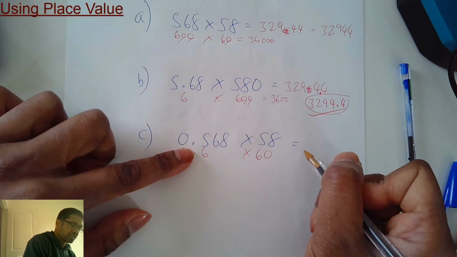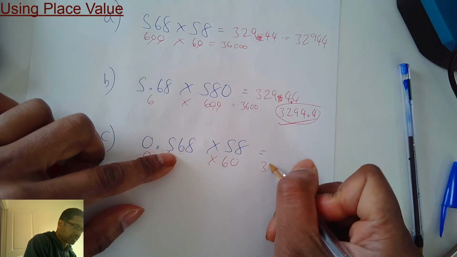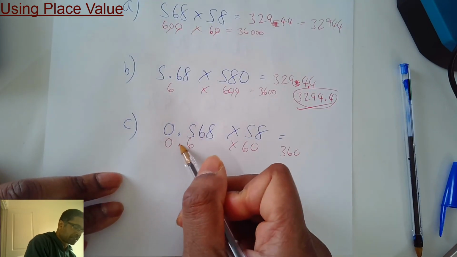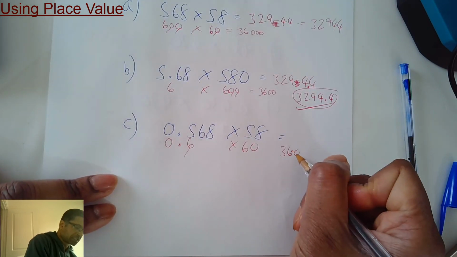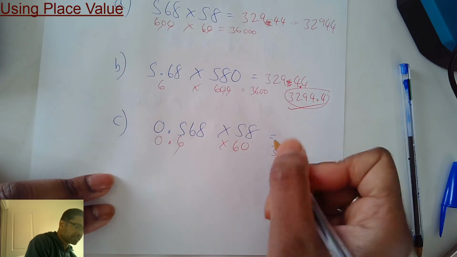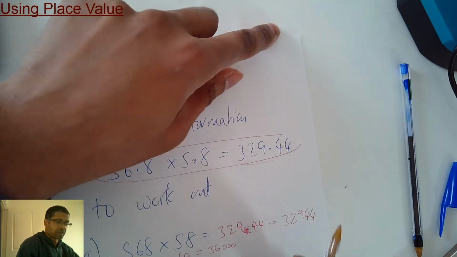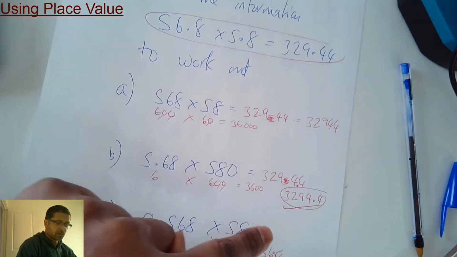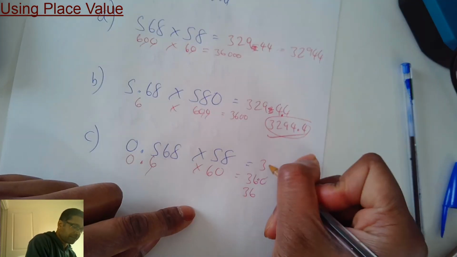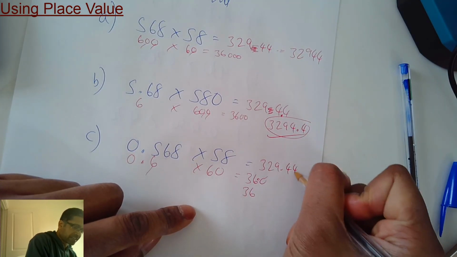6 times 60, 360. You've only got 1 digit after the decimal point, so you make sure you got 1 digit after the decimal point in the answer. So that's 36. Right, copy that again over to here, and then fix it afterwards. Well, I'm going to fix it now.